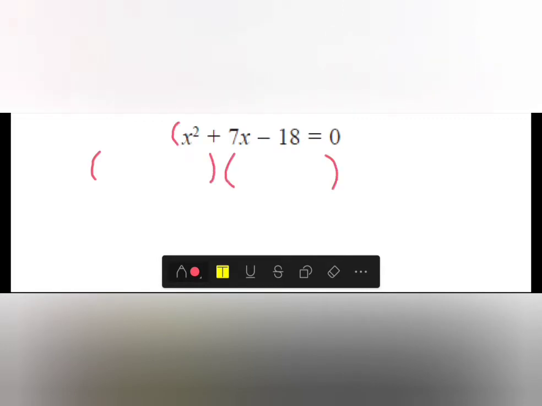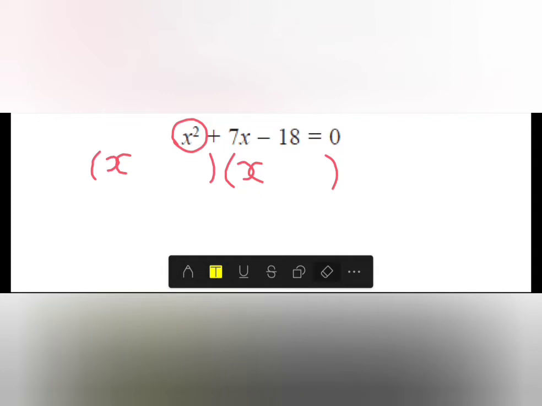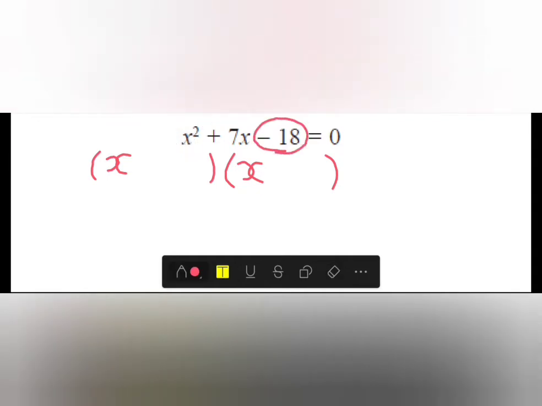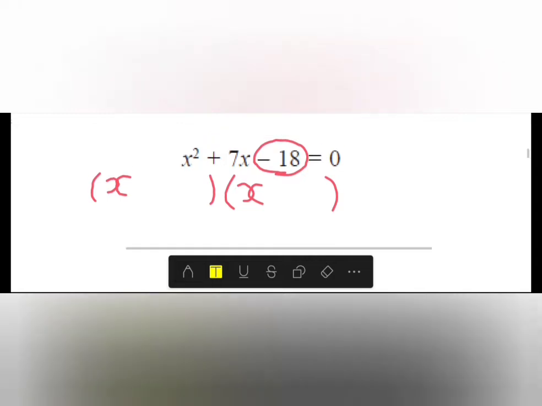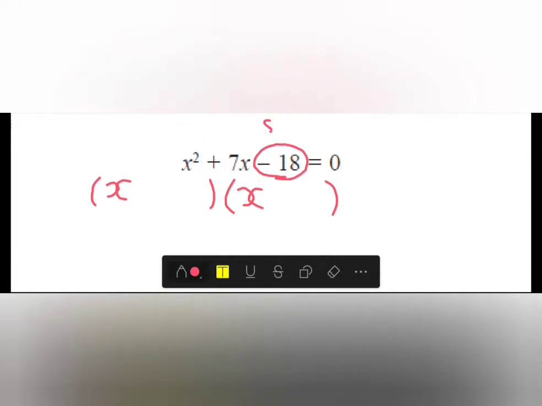And then x squared is what? Very good. It's x times x. Now, we take a look at the sign of the constant, as we said before. The sign of the constant here is negative. And negative means what? It means subtraction. Very good. So negative means subtraction.